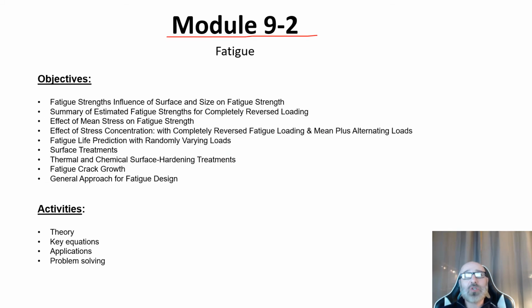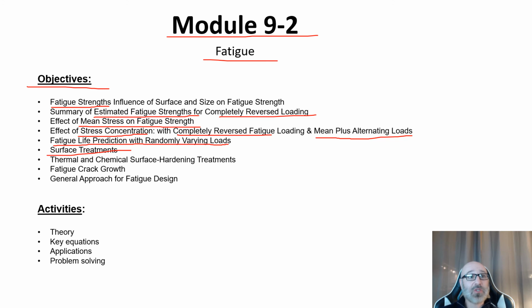So with Module 9.2, we'll look at the topic of fatigue. So objectives within this module here, we'll take a look at some fatigue strength, go through some of the estimated fatigue strength for completely reversed loading, talk about the effect of mean stress on fatigue strength, go through the effects of stress concentration, and in particular we're going to go with completely reversed loading and then also with mean plus alternating loads. Then we're going to talk about fatigue life prediction with randomly varying loads. Talk about different types of surface treatments, get into some discussion on thermal and chemical surface hardening treatments, then talk about some crack growth from fatigue, and then get into our actual fatigue design.